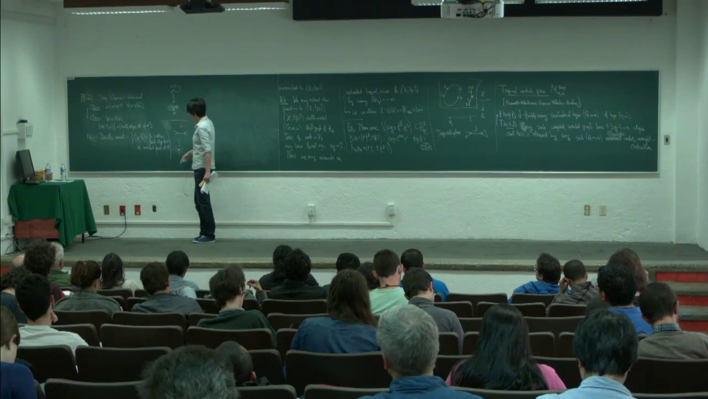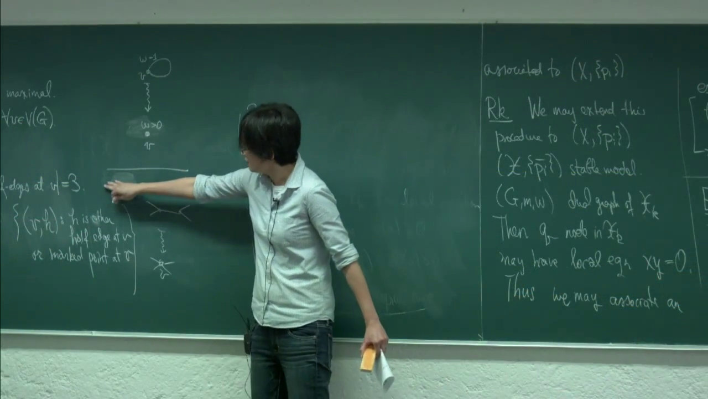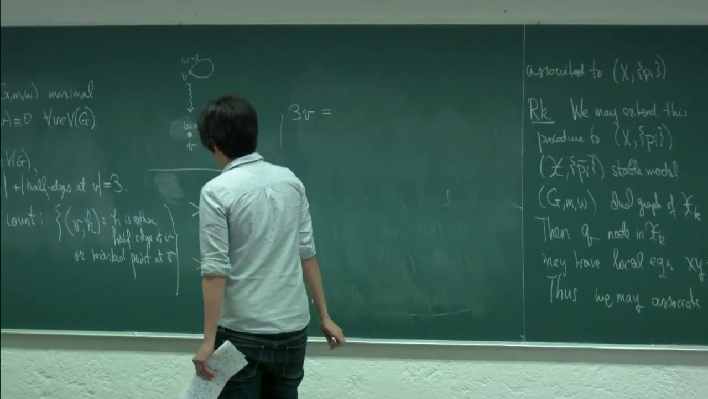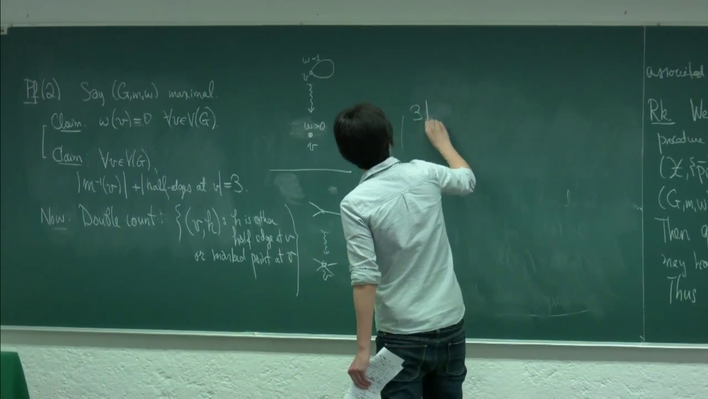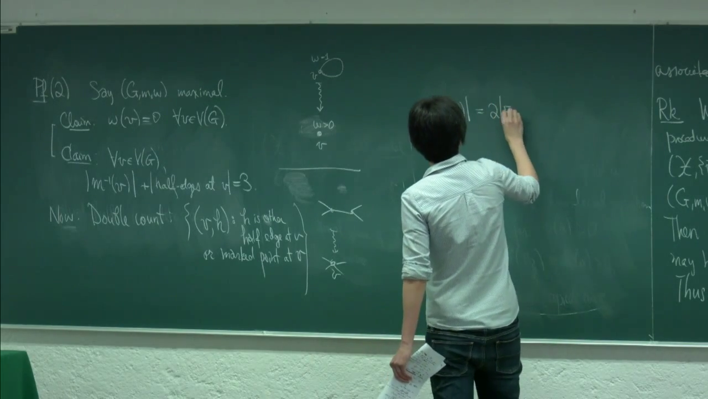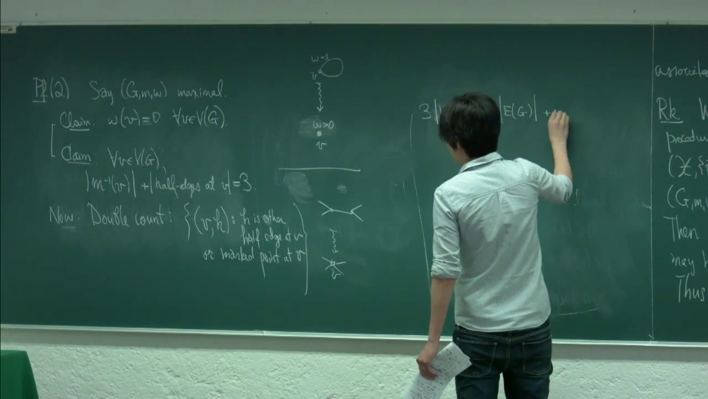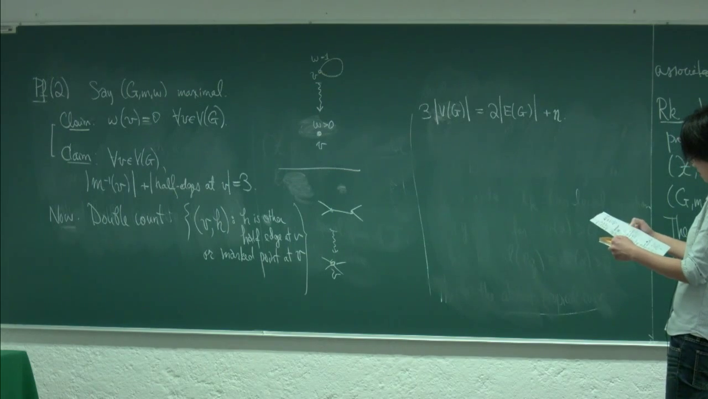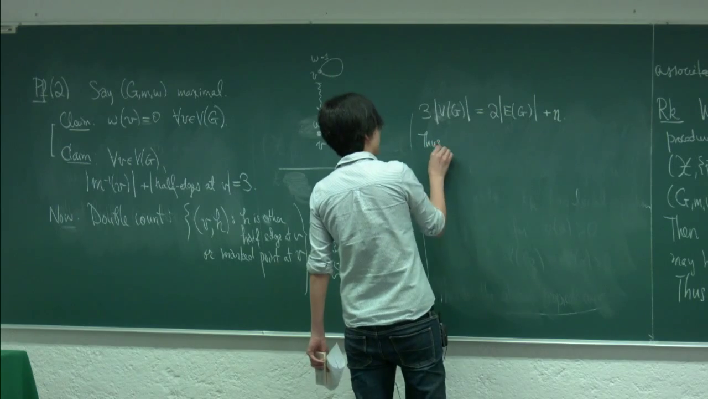On the one hand, this count is 3V from the second claim. And on the other hand, let's count the number of half edges. That's 2E. So 3 times the number of vertices is twice the number of edges, that's the number of half edges, plus the number of marked points. Does that look right? Okay, good. And from this we deduce the desired equality.